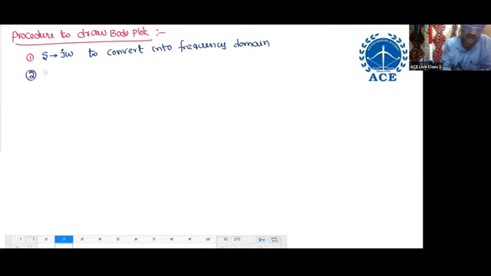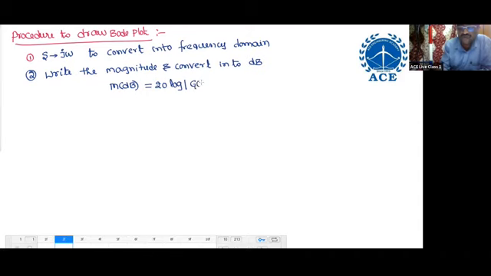Second, write the magnitude and convert it into dB. Magnitude in dB equal to 20 log of the magnitude of G of j omega, H of j omega.